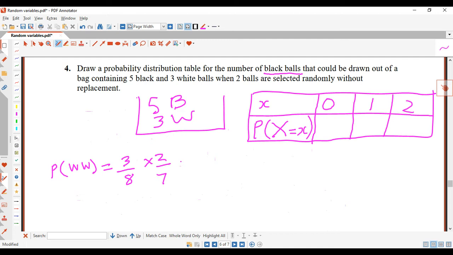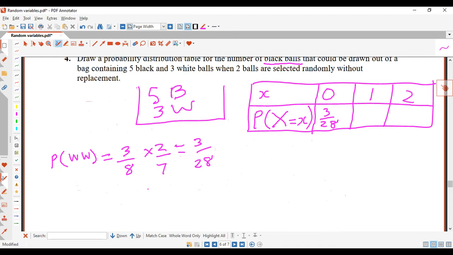So 3/8 minus 2/7. That's going to give me 3/28 as a simplified fraction, or you could leave it as 6/56. So 3/28. So there we go. 3/28 is my first entry for the probability.